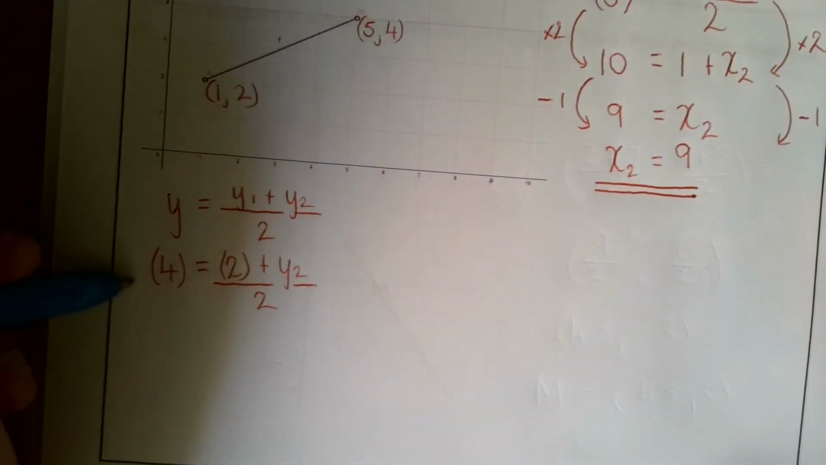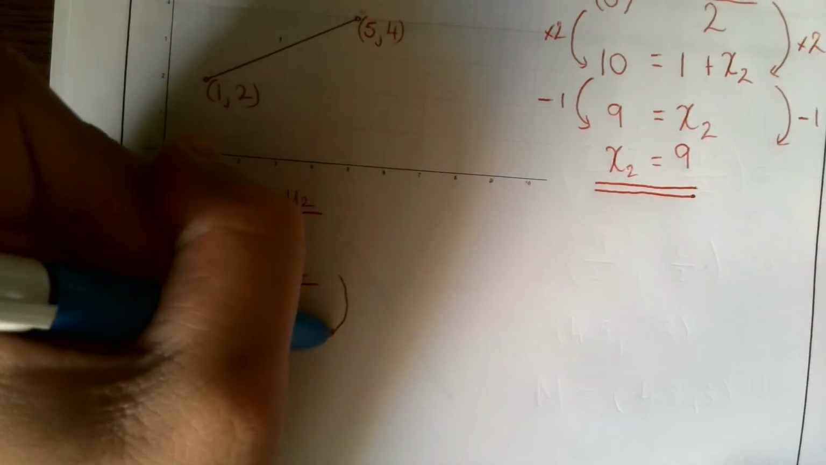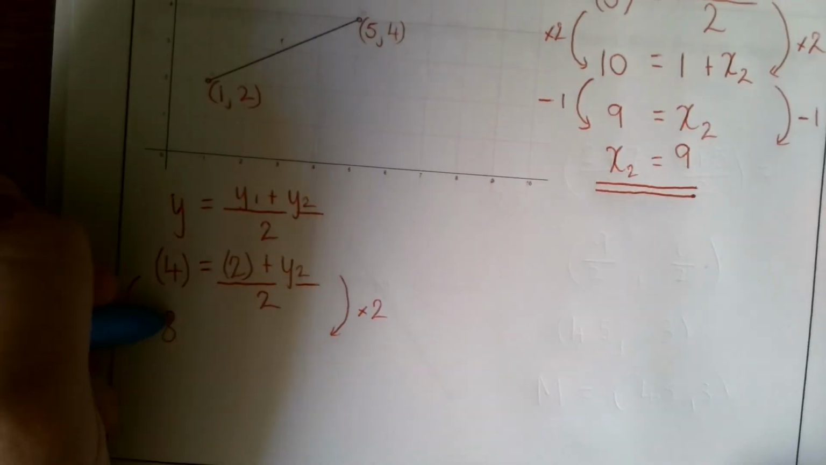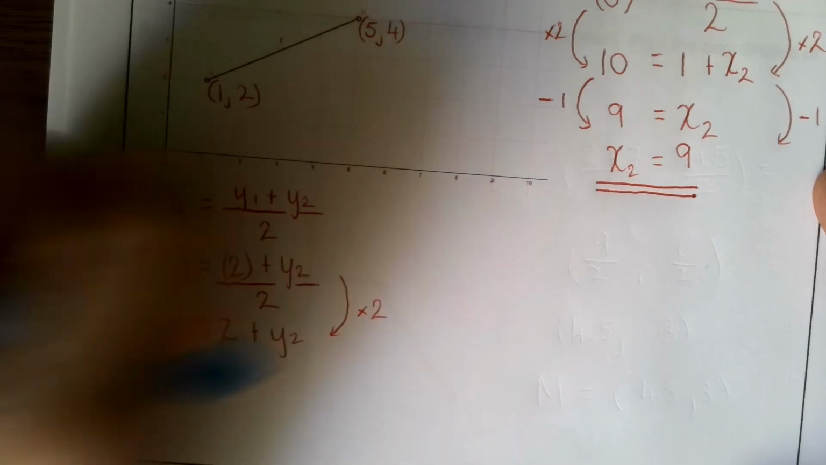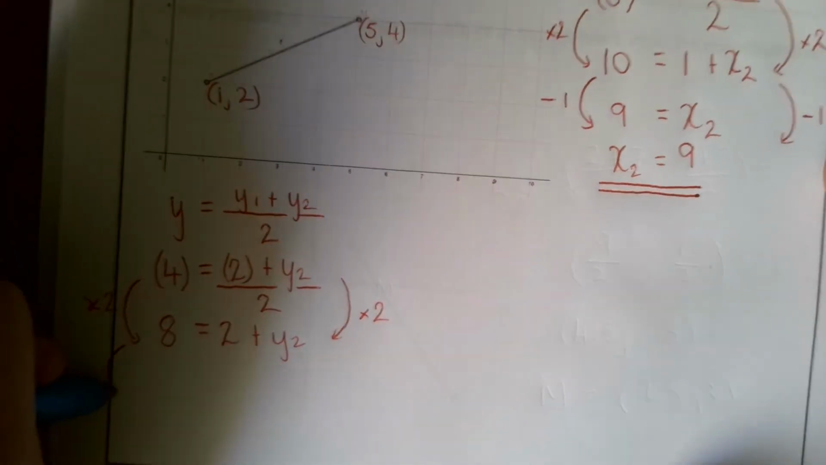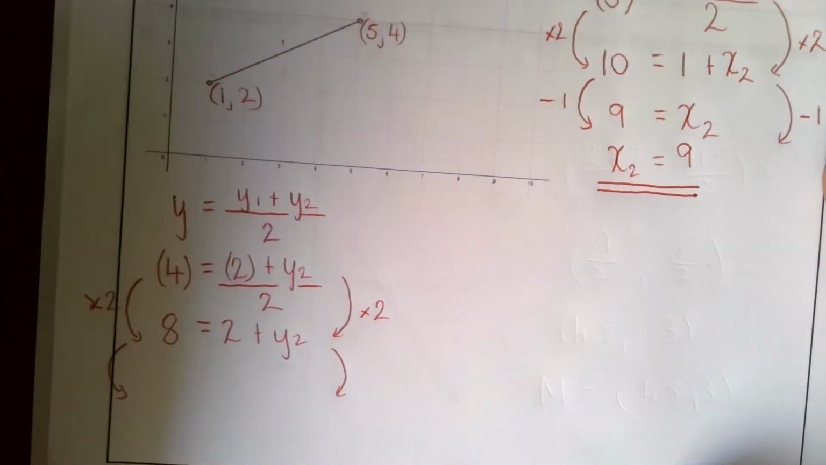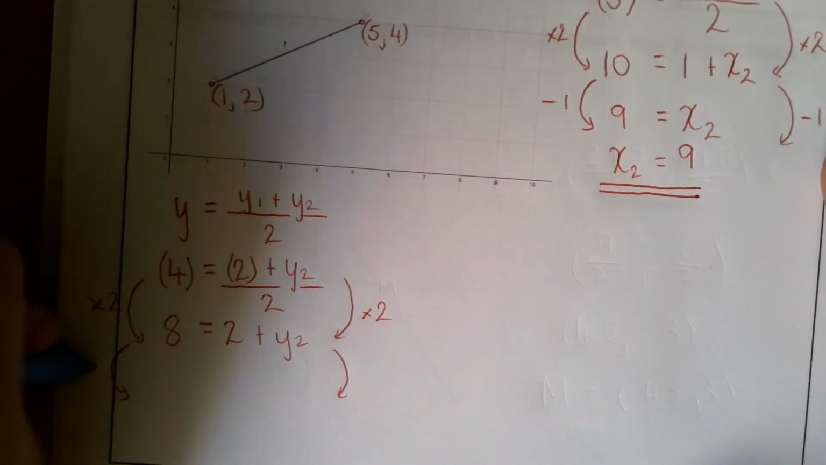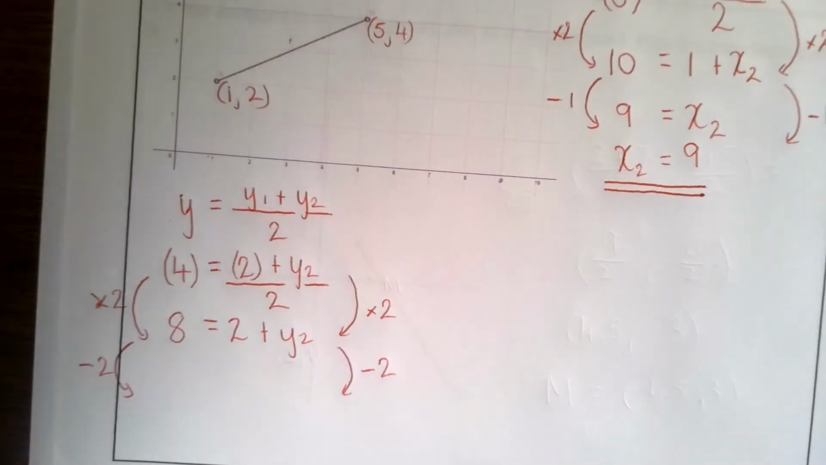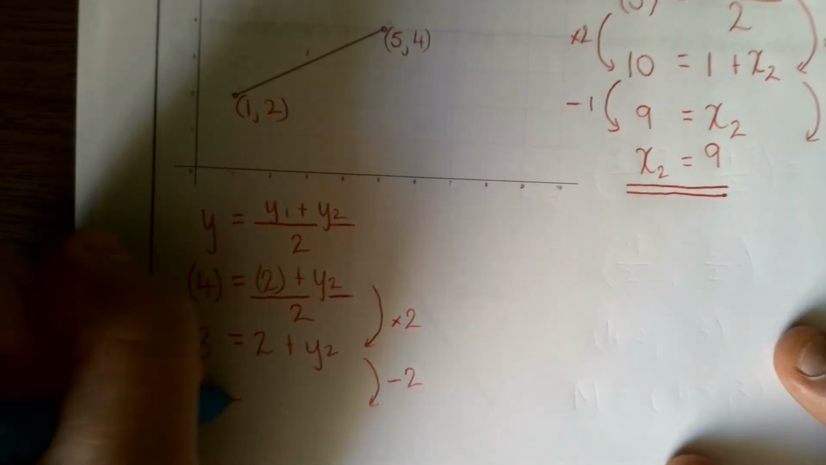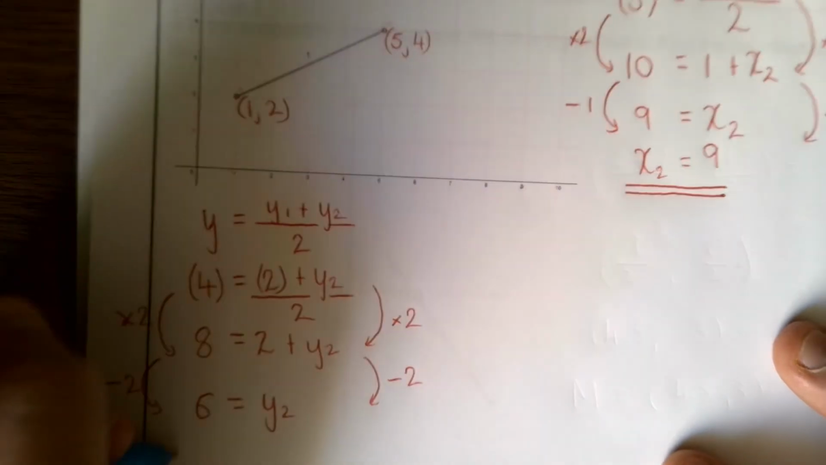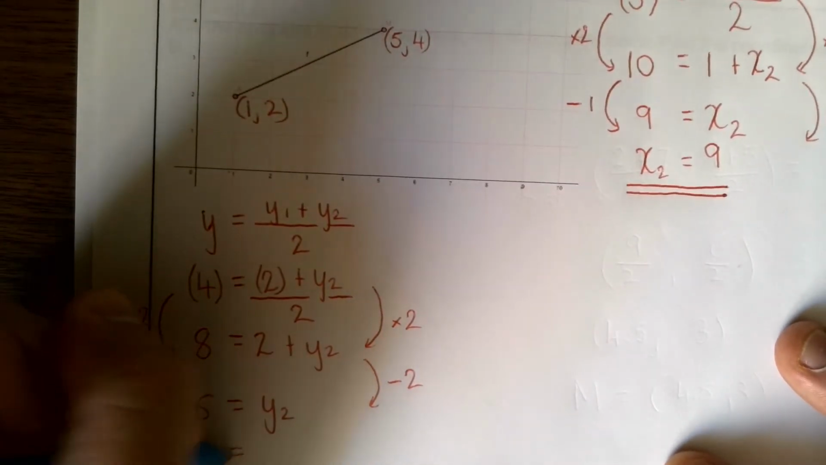And again, the exact same steps. We have to get rid of the all over 2 first, so we multiply everything by 2 to cancel it out. Okay, we'll get 8 equals 2 plus y2. Next step, get rid of that positive 2 there, so subtract 2. I have gone into the margins there, but it's not affecting the equation. So 6 equals y2, or y2 equals 6.